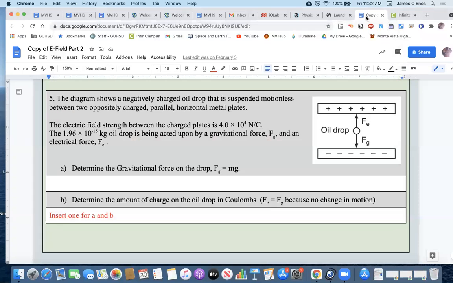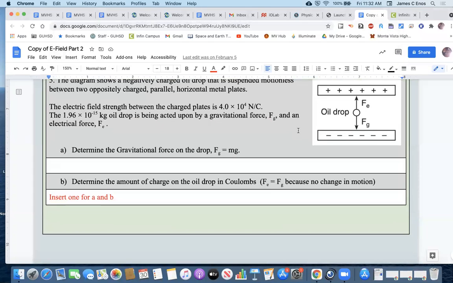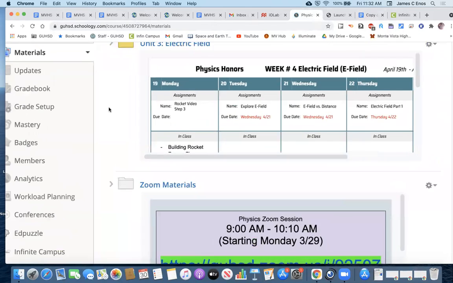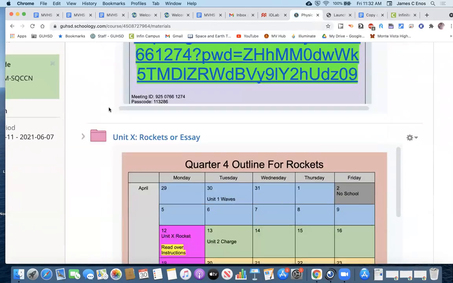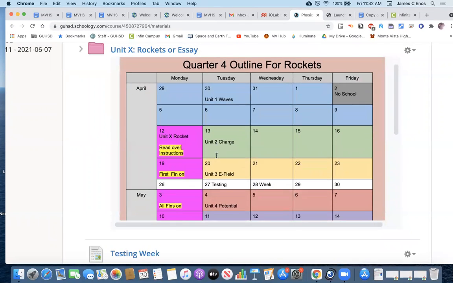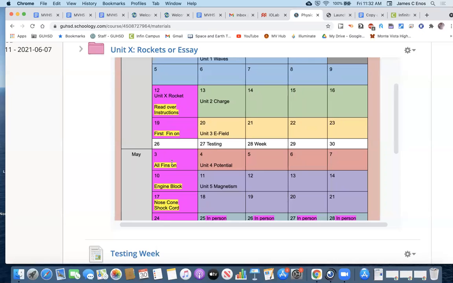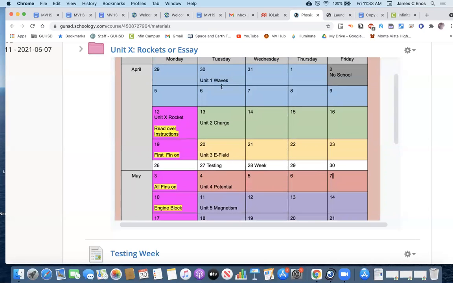Leaving us with what we had here. So I am going to take us back over to our course. Note that our next week is this Unit 4 potential. On Monday, I want you getting all your fins on your rocket. Next week, we are working on this potential. Next Friday, we do have a test. It's going to be a test on charge, electric field, and potential.